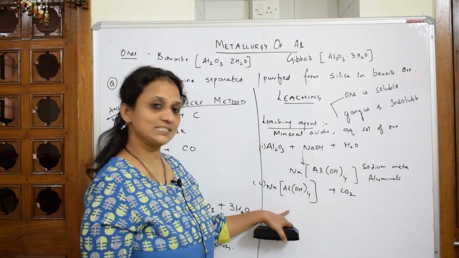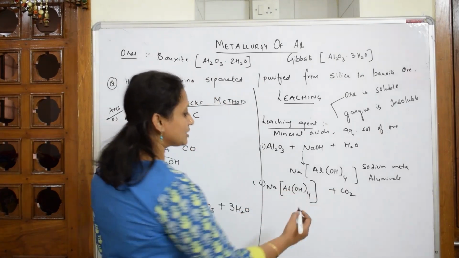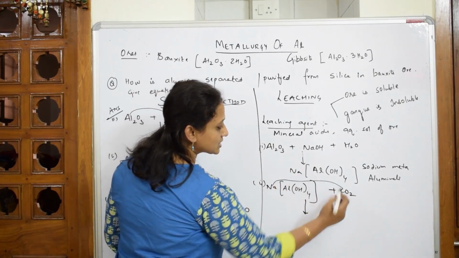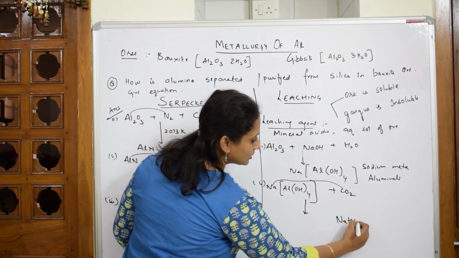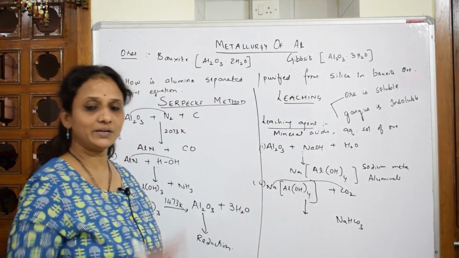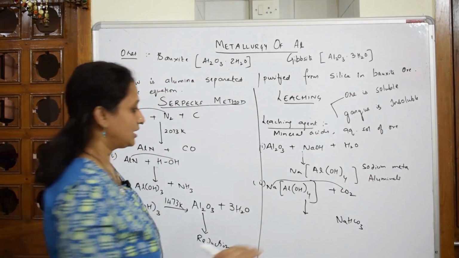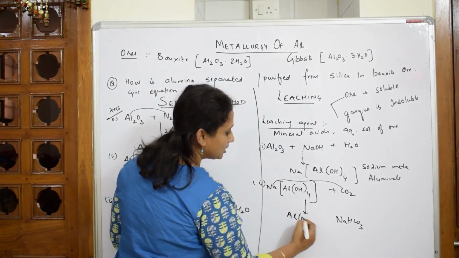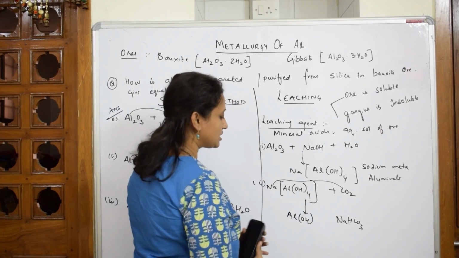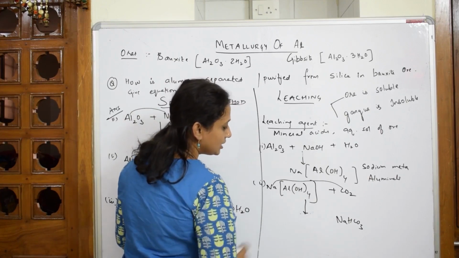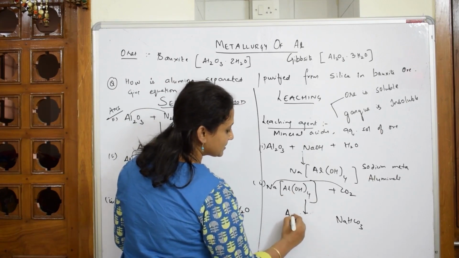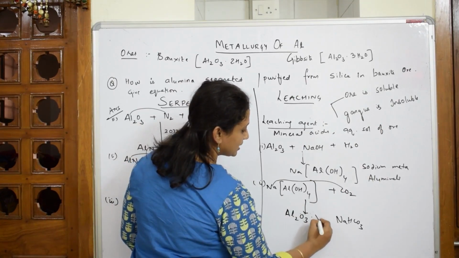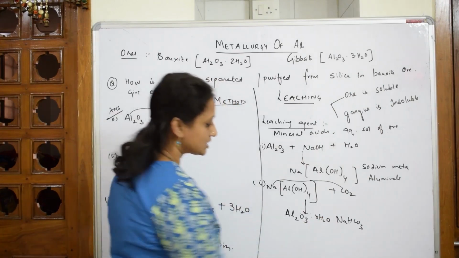Now this becomes a neutralization reaction, isn't it? So when I'm trying to neutralize, what is the use of carbon dioxide? Because your sodium comes out with this carbon dioxide as NaHCO3, sodium bicarbonate, which can be washed off. Now the leftover is your aluminium hydroxide. Okay. If you still want to write it separately, you can write like this. It breaks up into Al2O3 and XH2O.